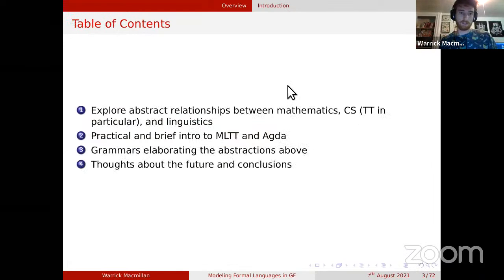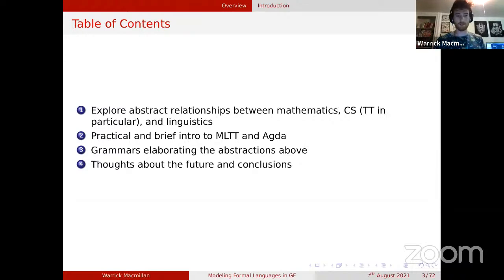For the table of contents, first we're going to explore an abstract relationship between mathematics, computer science, with type theory kind of being the label we apply to computer science, linguistics and logic, which isn't listed here. Then we're going to give, hopefully, a practical and brief intro to Martin-Löf type theory and Agda, which is pretty much impossible to do in such a short time period, but maybe from the perspective of this work, it can be a kind of informal, but still relevant view of these topics.